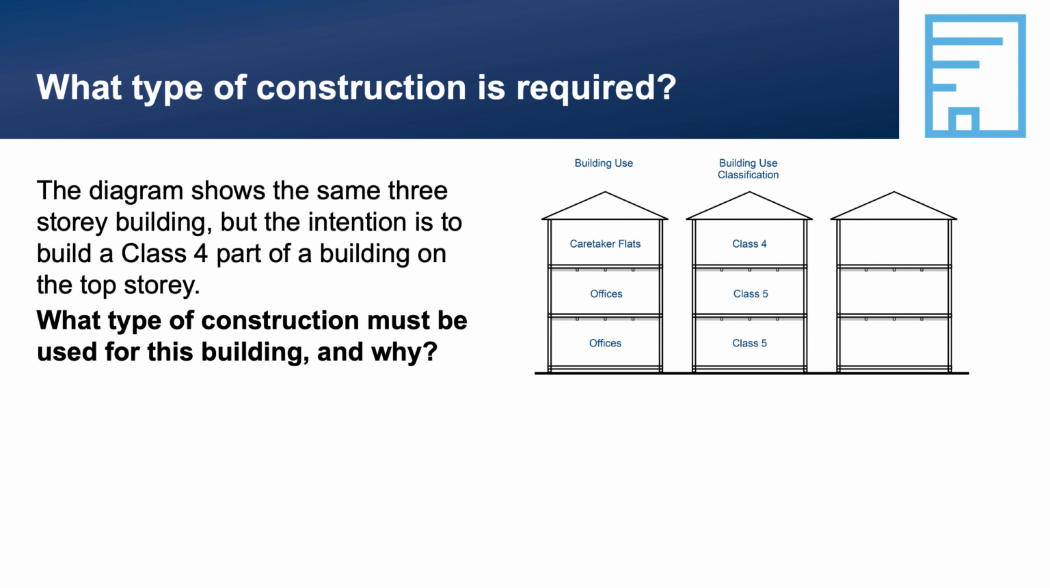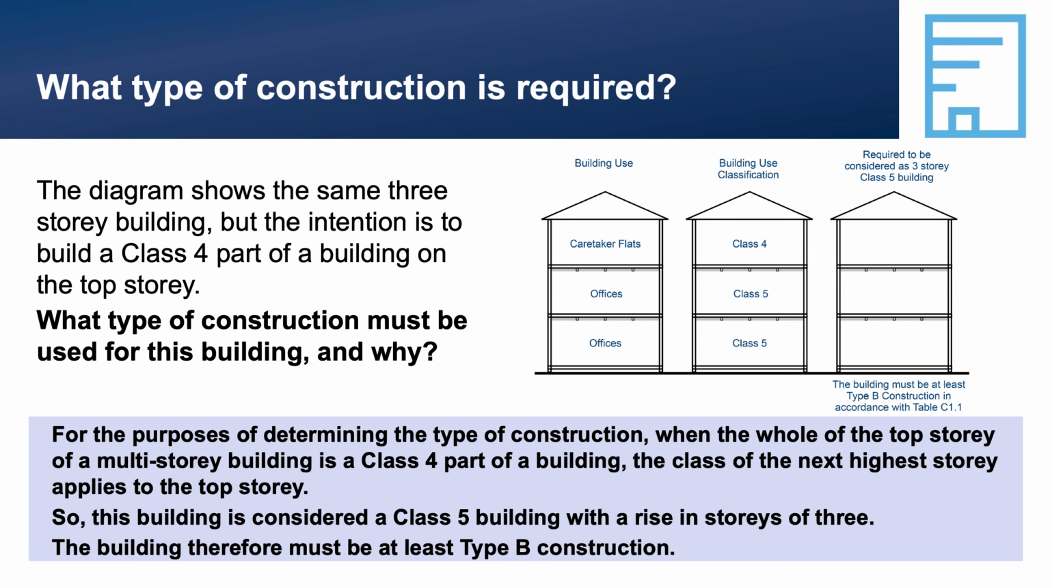What type of construction is required in this example? The diagram shows the same 3-story building, but the intention is to build a Class 4 part of a building on the top story. What type of construction must be used for this building and why? For the purposes of determining the type of construction, when the whole top story of a multi-story building is a Class 4 part of a building, the class of the next highest story applies to the top story. The building therefore must be at least Type B construction. Refer to Table C1.1. Note that if the Class 4 part of a building was only a portion of the top story, then the type of construction would be determined by the class of the other part of the top story.